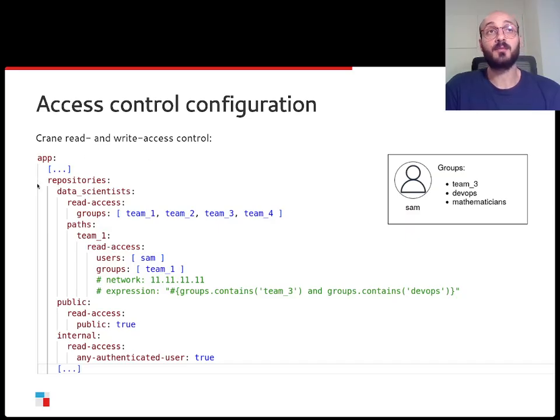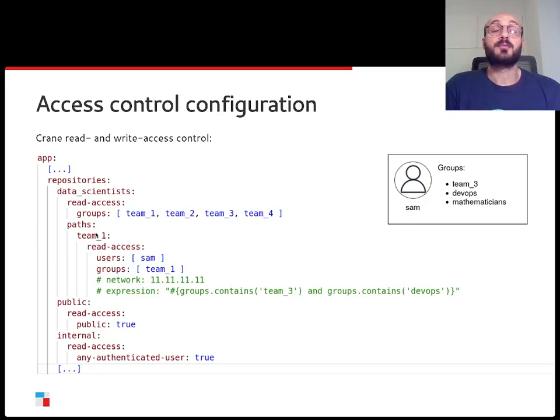So in the example we are going to discuss, 3 repositories are defined: the data scientist repository, the public repository, and the internal repository. In the data scientist repository, we define read access using the groups property, which contains a list of groups which, if your user is part of any of these groups, will get access to the contents of the data scientist's repository. In this example, the groups are team 1, team 2, team 3, or team 4.